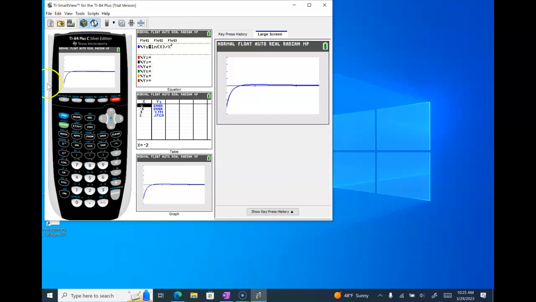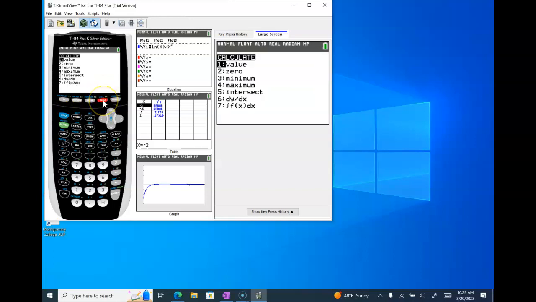So I can go second. Anybody doing this with me at the same time? So I'm going second, calculate, or the trace button, and I'm going to get my maximum. So I'm going to hit 4.